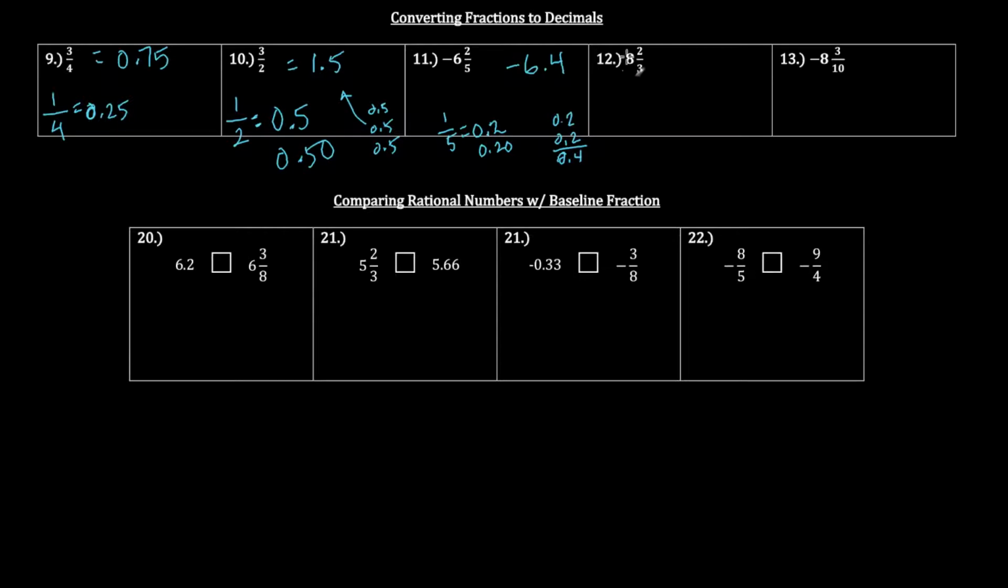Let's do it again. 2/3. Well, 1/3 is 0.33333 repeating. So 2/3 is 0.66 repeating. 0.666666. So this is 8 wholes and 66 repeating, or 0.666666.